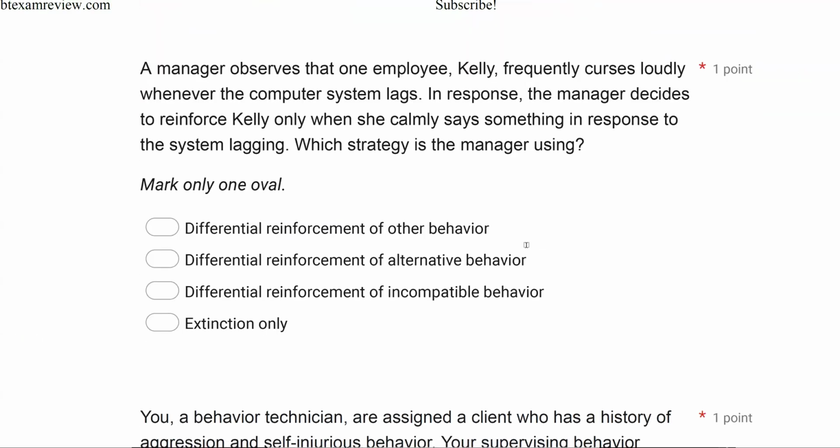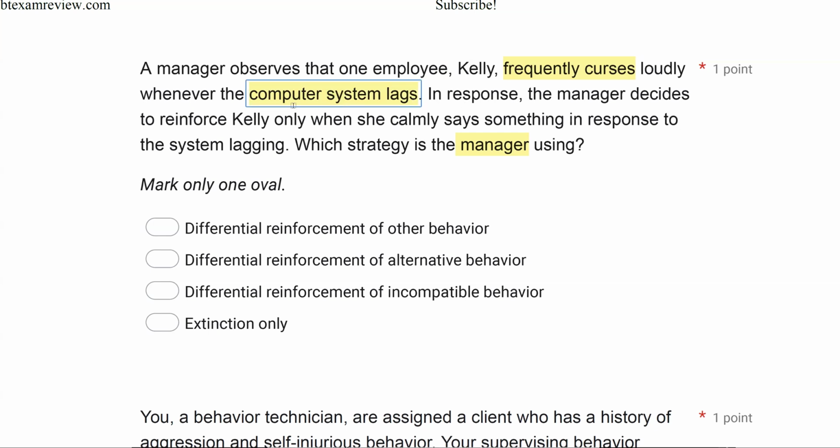A manager observes that one employee, Kelly, frequently curses loudly whenever the computer system lags. In response, the manager decides to reinforce Kelly only when she calmly says something in response to the system lagging. What strategy is the manager using? All right, so we're looking at the manager and his response to Kelly. What do we know about Kelly? Well, we know she is frequently cursing loudly when the computer system lags. So the manager is going to change that. How?